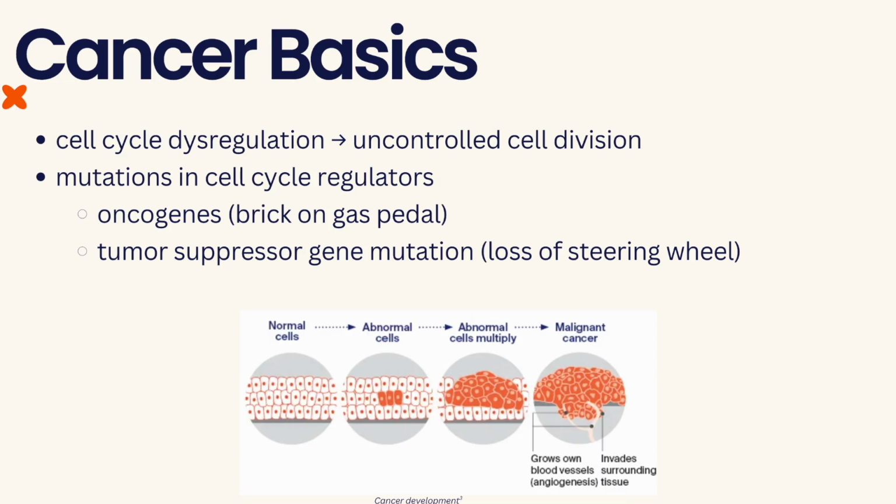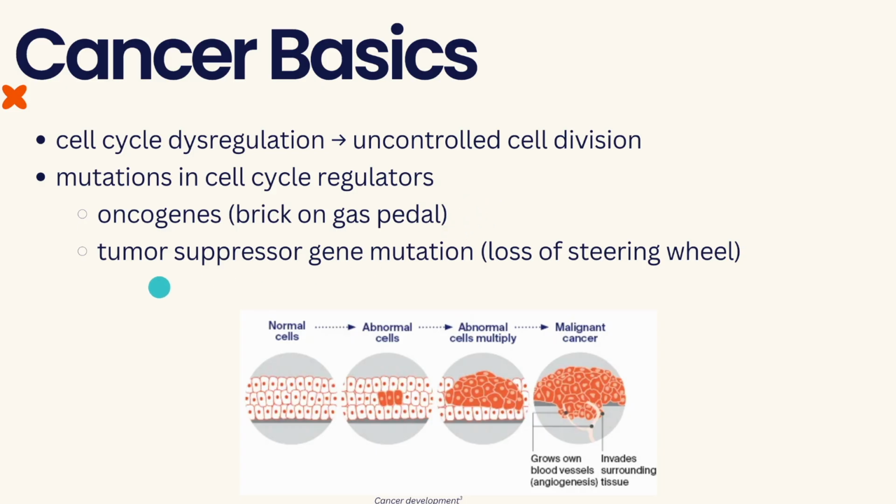Oncogenes result in a gain of function of normal cellular processes, similar to having a brick on the gas pedal. The cell is just amped up in its normal processes, doing something excessively, causing cancer.